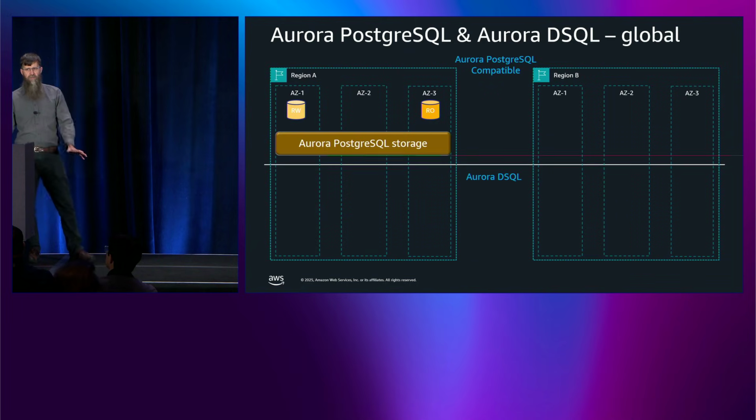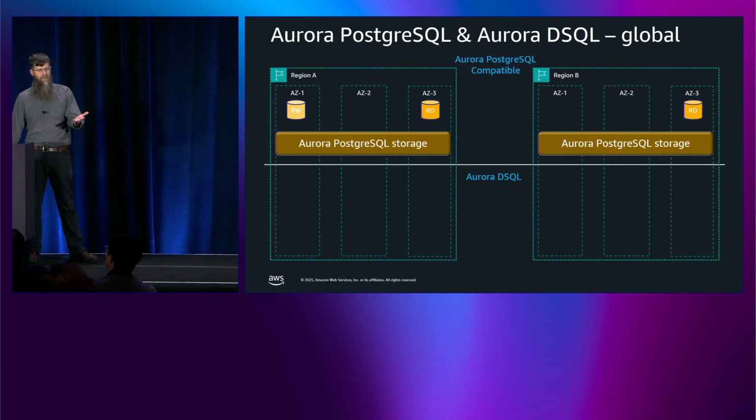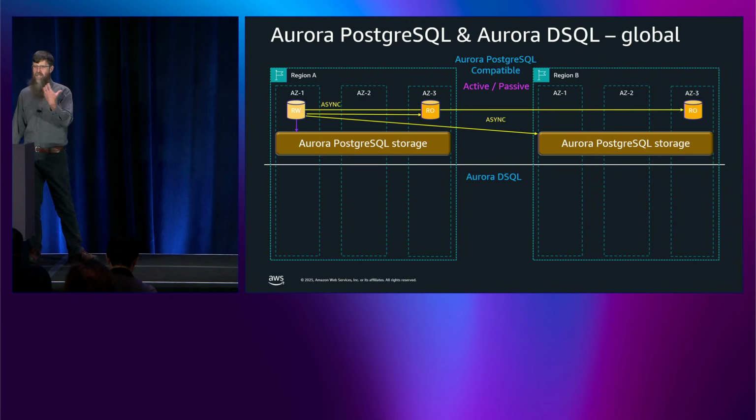Okay, so now the global story, the multi-region story. Just very quickly at the top there, we have Aurora Postgres. At the bottom, we're going to have DSQL. So we have some replicas. We have read-only on the far side. We have asynchronous replication, active, passive. We've talked about this a lot now. That means that when we commit, your commit latency is an in-region construct because the across-region latency is asynchronous.